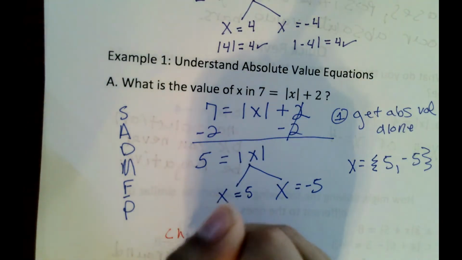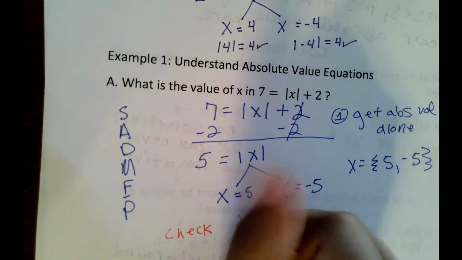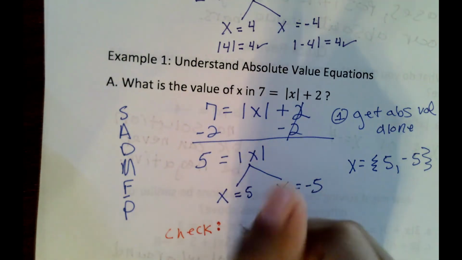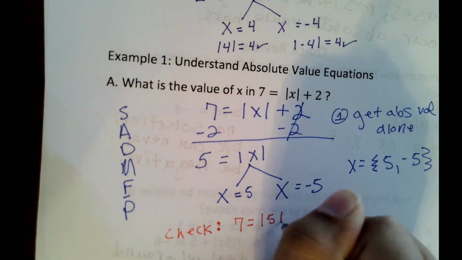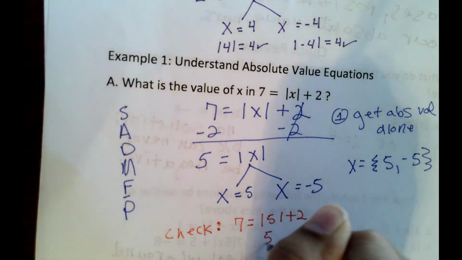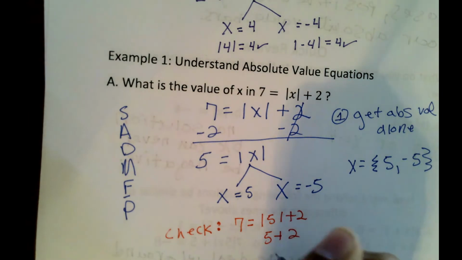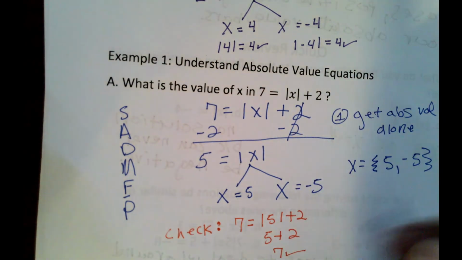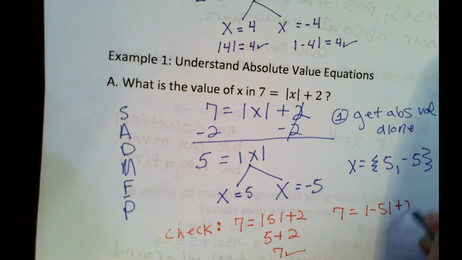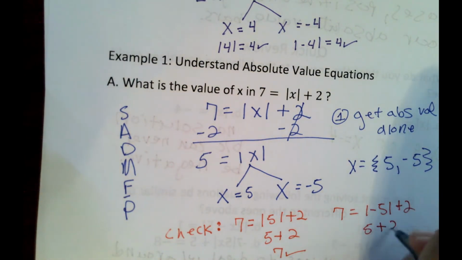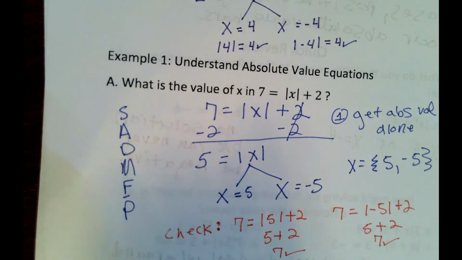So, for fun, let's take a check here. We want to know, does it equal 7? Well, the absolute value of 5 plus 2, that would be 5 plus 2, and that would in fact be 7. Then we want to do the absolute value of negative 5 plus 2, which would just give us 5 plus 2, which does in fact give us 7. Yay!